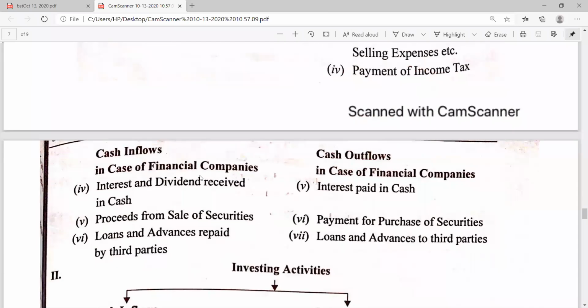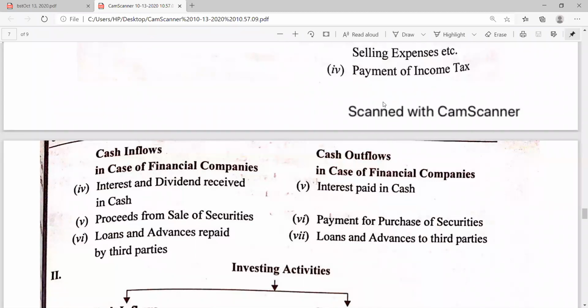If I talk about the financial companies, because financial companies are all those companies which deal with finance, their product is finance only. So in that case, interest and dividend received in cash, proceeds from sale of security, loan and advance repaid to third parties is the cash inflow, and interest paid in cash, payment for purchase of security, loans and advances to the third parties is the cash outflow.